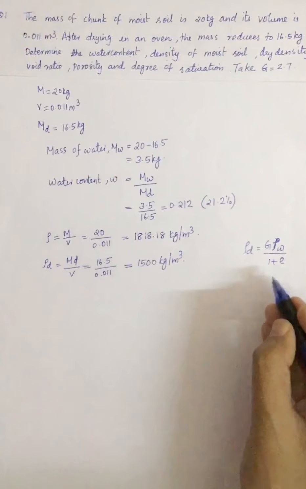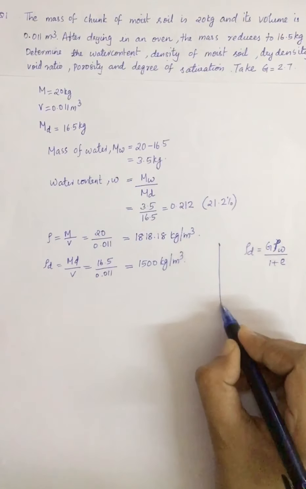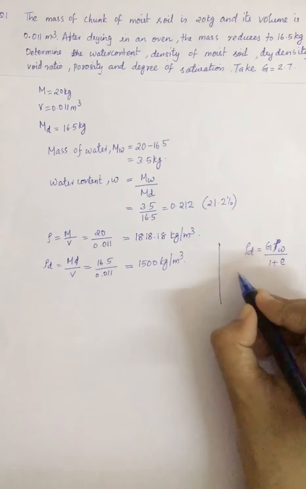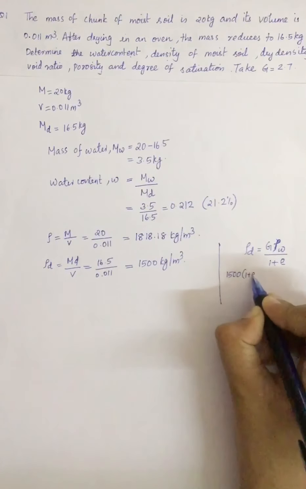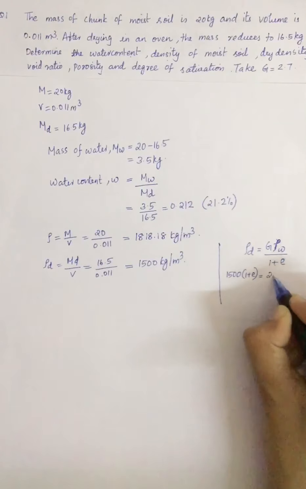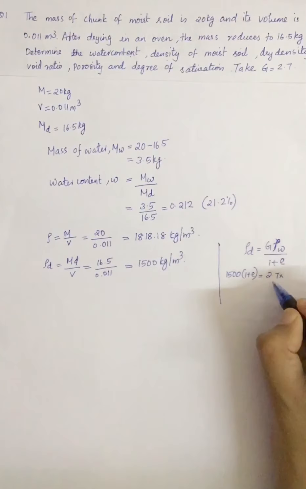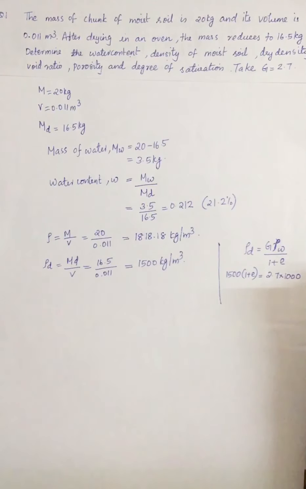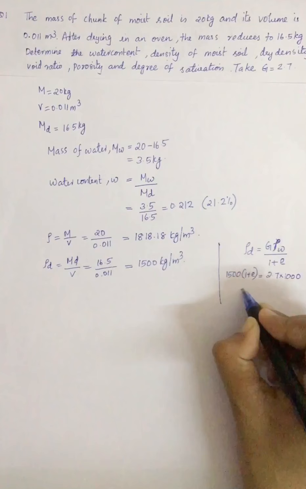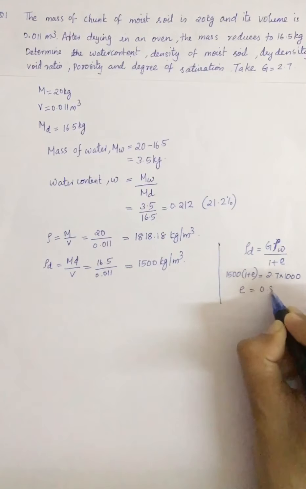So when you substitute in here, 1500 into 1 plus E will give you G into rho w. Rho w is the mass density of the water, that is 1000 kilogram per meter cube. So you can substitute the value 1000. So when you solve this, you will get E as 0.8.